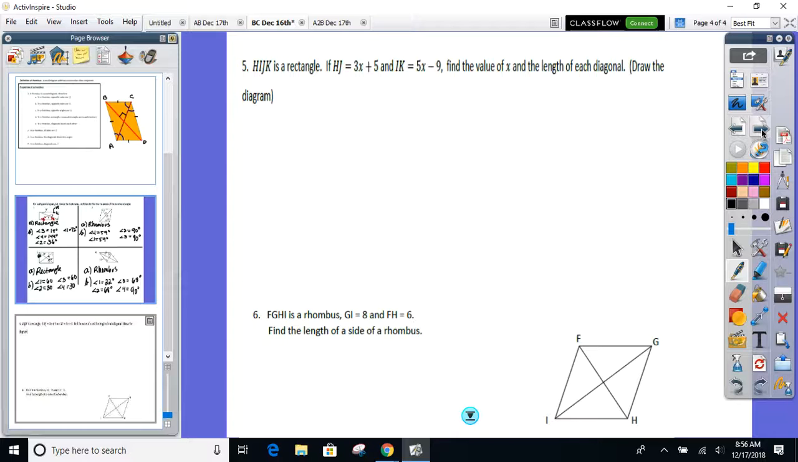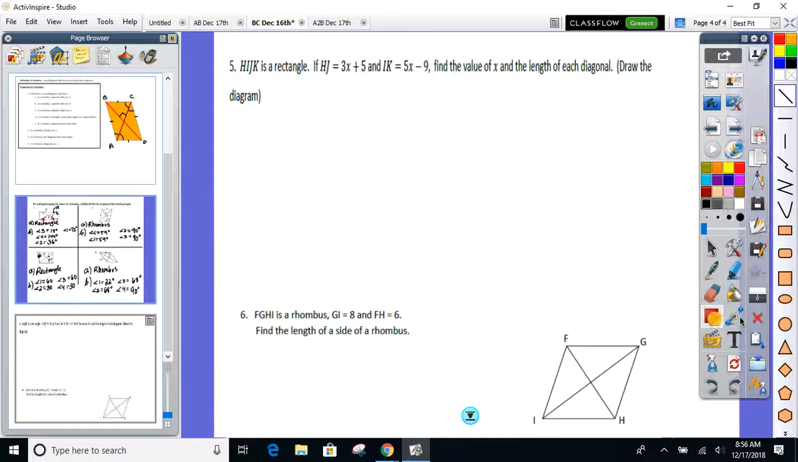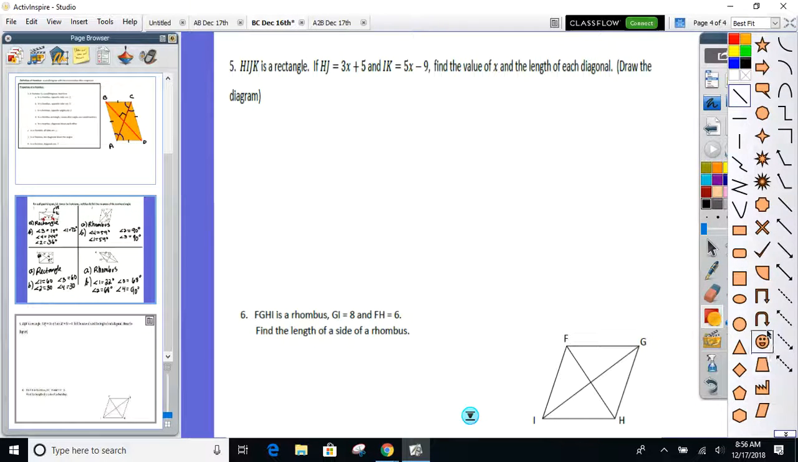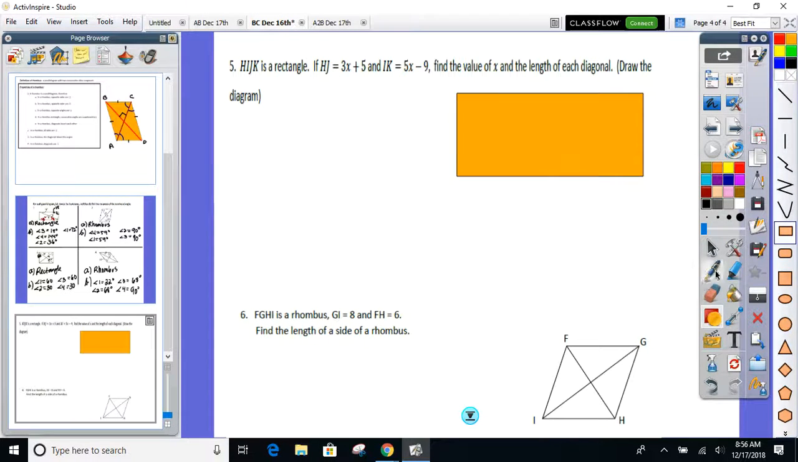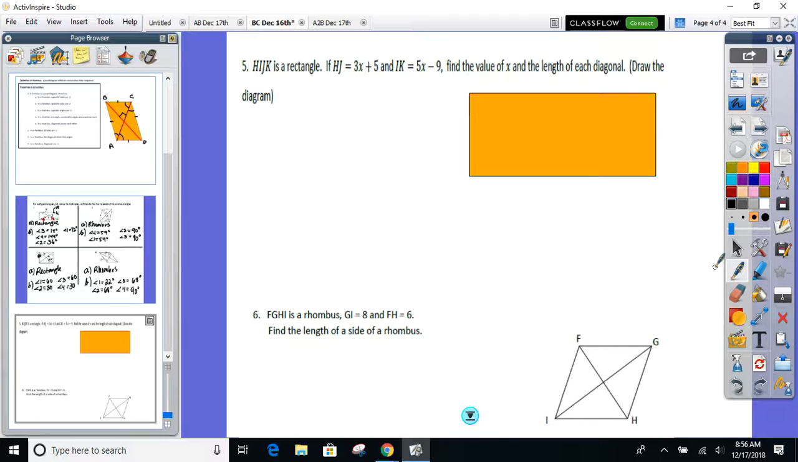HIJK, rectangle, HJ equals IK. Find the value of X and the length of each diagonal. And I say draw the diagram because I don't know if I'm talking about sides or diagonals here, and it matters. Quick review. How do I label any quadrilateral? Clockwise or counterclockwise? Don't jump diagonally. Do not jump diagonally. It will throw off this entire problem. HIJK.